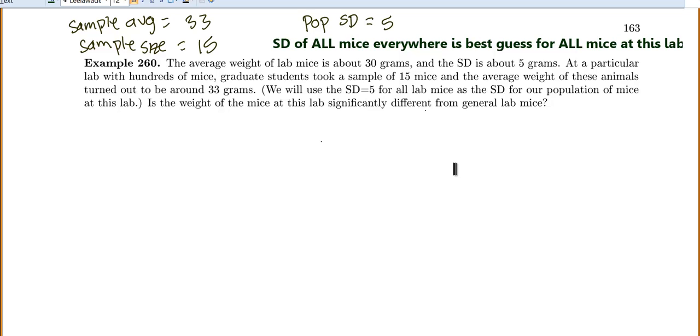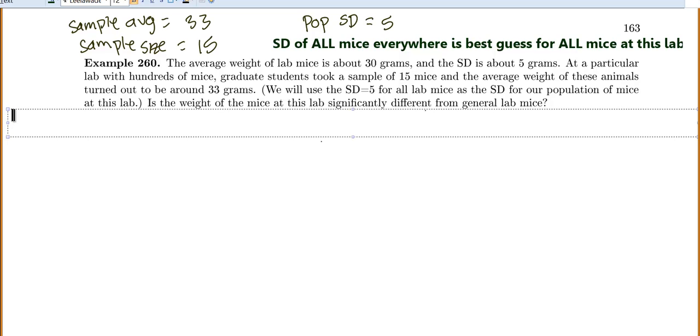Okay, and then is the weight of the mice at this lab significantly different from the general lab mice? Notice that they don't say we think that it's higher or we think that it's lower, it just says is it different? Okay, in this one I haven't given you the steps, so we're going to need to just do them on our own. So the first is write your null hypothesis, and that would be that the average of all mice at this lab is 30 grams.